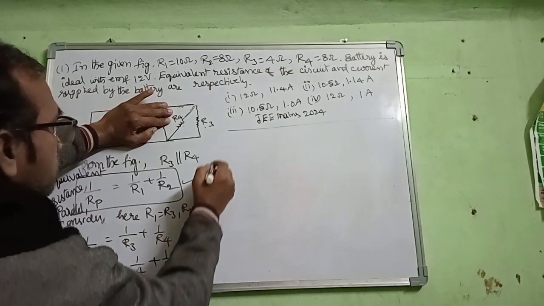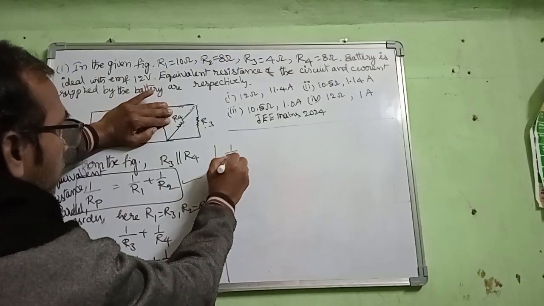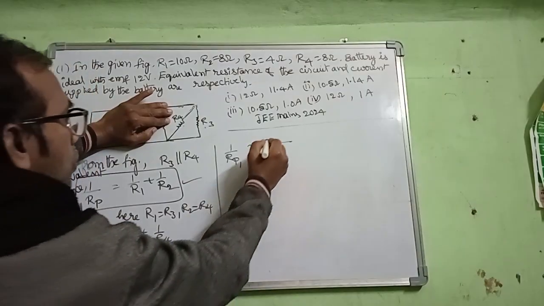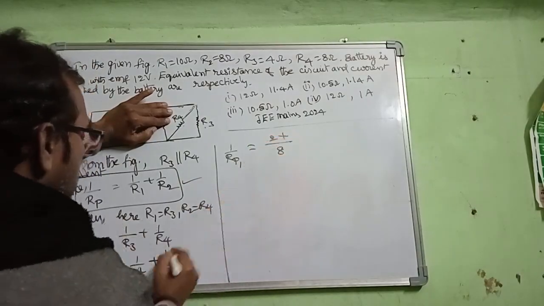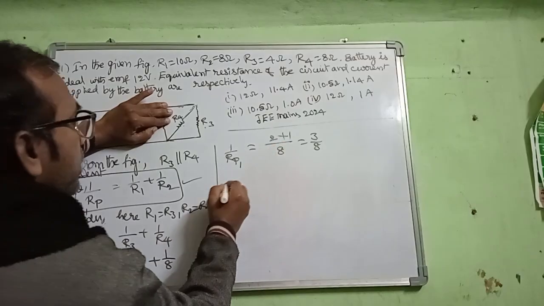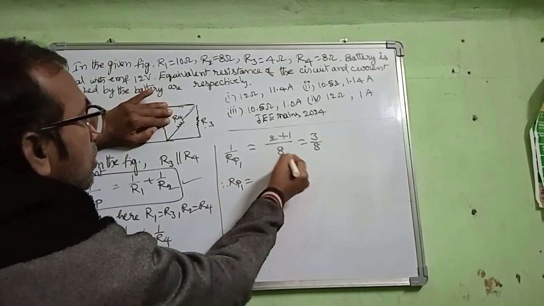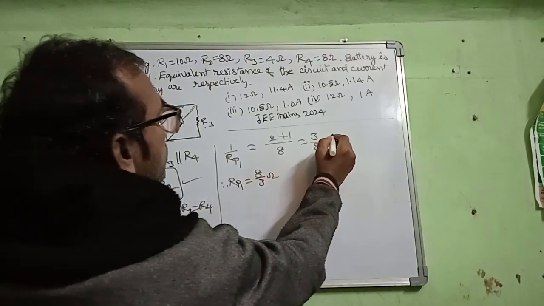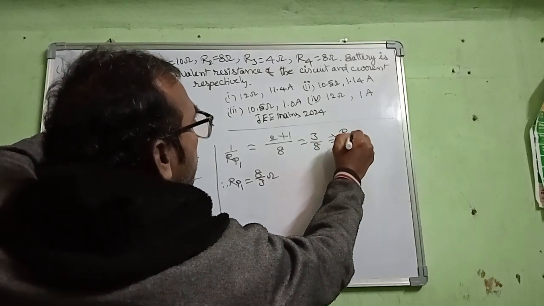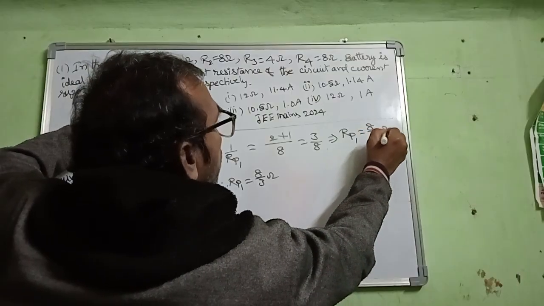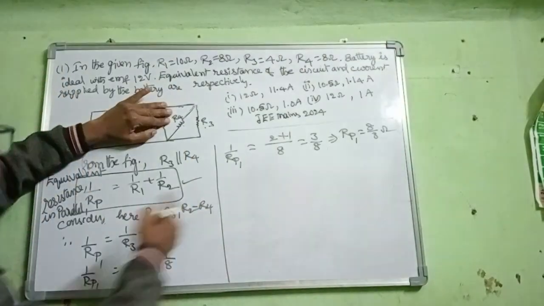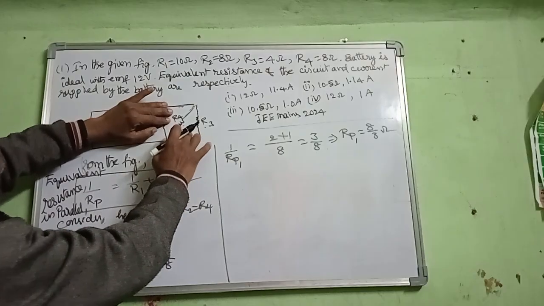Okay, now simplify this one. 1 by Rp1 equal to, taking the LCM of these two, 8, 2 fours are 2 plus 8 ones, so 3 by 8. 1 by Rp1 equal to 3 by 8. Therefore Rp1 equal to 8 by 3 ohm. Here I am writing Rp1 equal to 8 by 3 ohm. Now these two become how much resistance? 8 by 3 ohm.